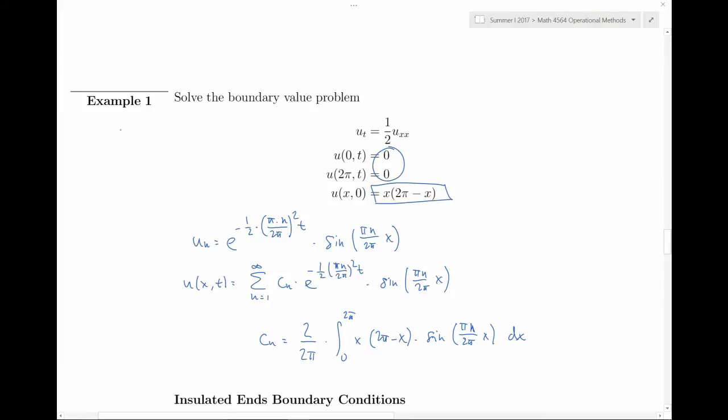All right, let's look at another case. The case of the insulated ends.